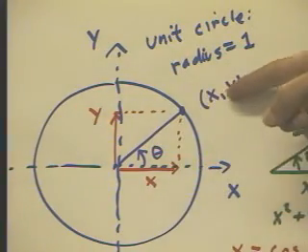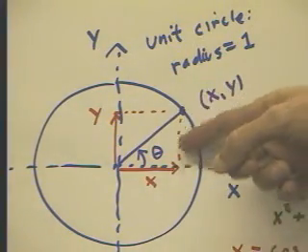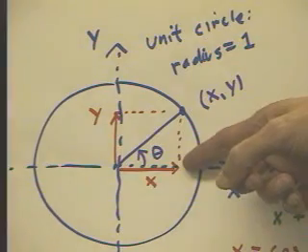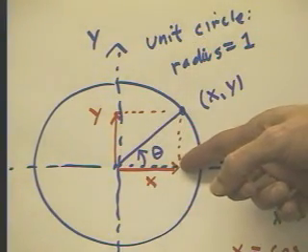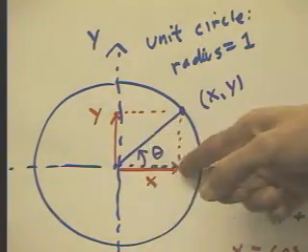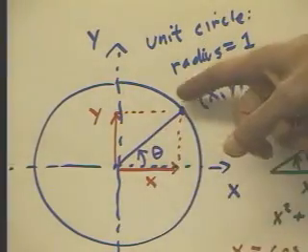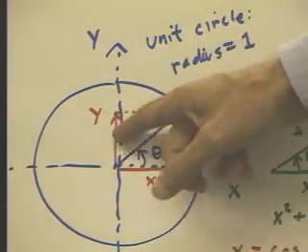This point has coordinates x and y. The x-coordinate can be seen as a projection down here. The x-coordinate is the coordinate of this point, or it's this distance, this displacement from the origin. The y-coordinate is this point, or this distance from the origin.